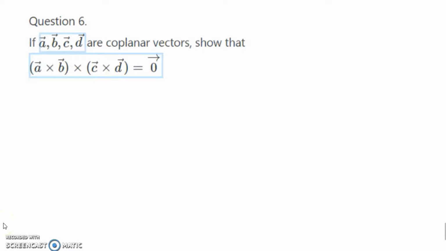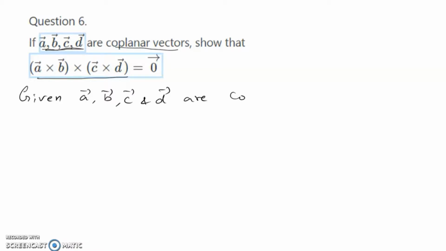In this question, we are given 4 vectors A, B, C, and D, and they are all coplanar vectors. We need to prove that A cross B cross product with C cross D is equal to 0 vector. So what is given to us is vectors A, B, C, and D are coplanar vectors.